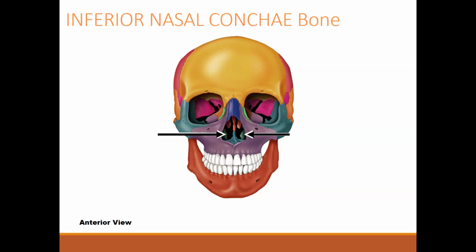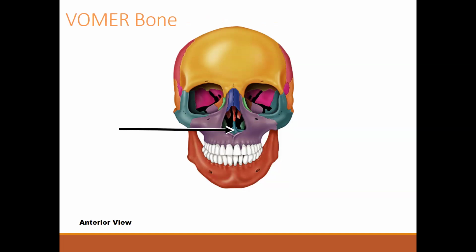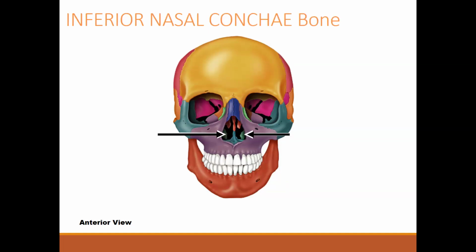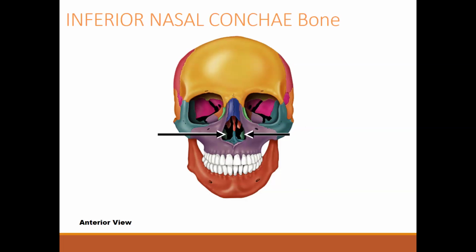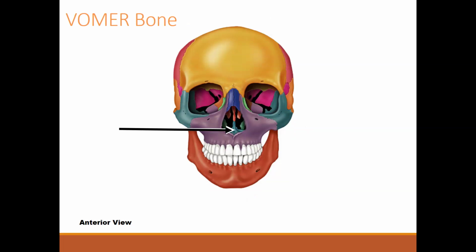In the center is another one. Looks like an upside down V. This is the vomer bone. So that's 3 of our 4 extra bones. Let's go back. The lacrimal in the eye socket, the inferior nasal conchae here on both sides, and then the vomer right there in the center.